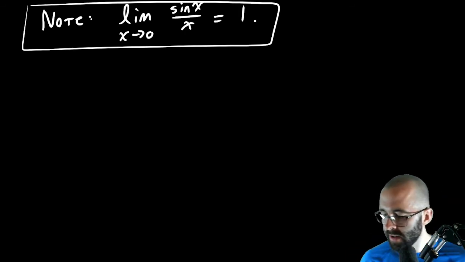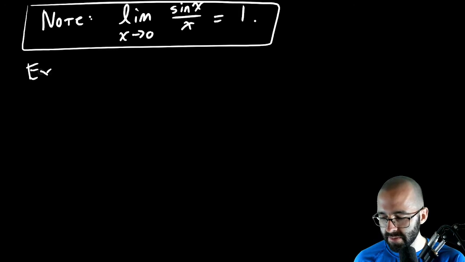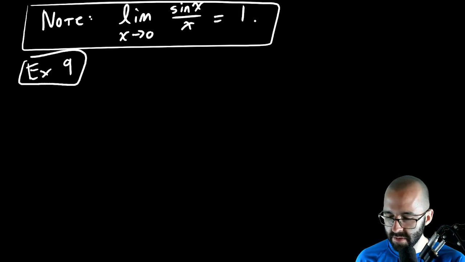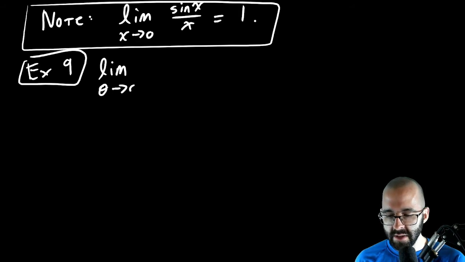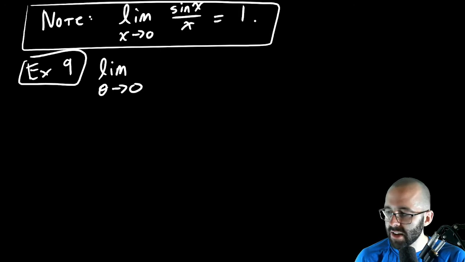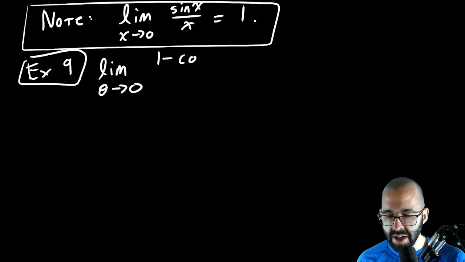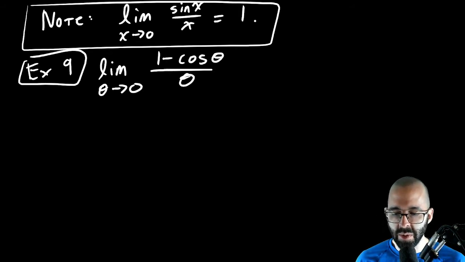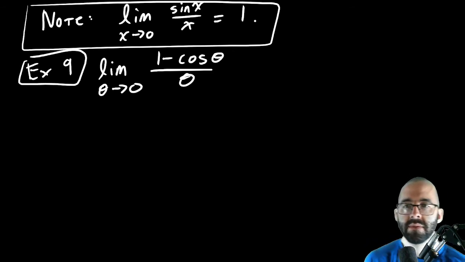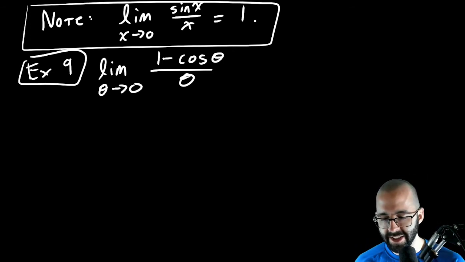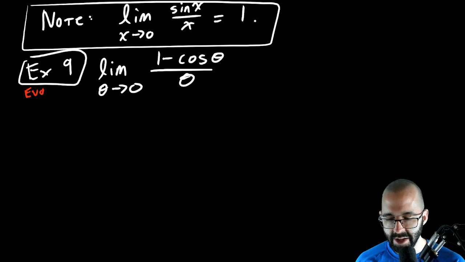All right. So let's use it a little bit and do example 9. The limit as theta, again, limits are limits of functions. Functions can have any independent variable we want. The limit as theta approaches 0 of (1 minus cosine of theta) divided by theta is what I want you to evaluate. So I guess technically this should say evaluate this.